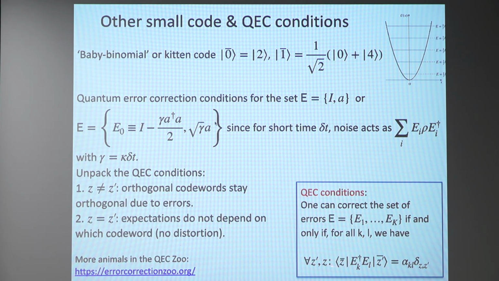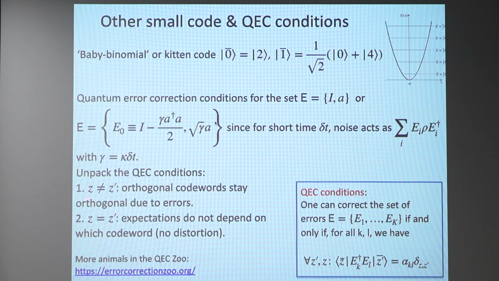So what it says is that if Z is not equal to Z prime, and I put errors on both, then they should stay orthogonal, right? And that's kind of what I intuitively already said. Like 2 goes to 1, and 1 goes to 3. So yeah, okay, stay orthogonal, looks good. Okay, so that's this delta function here, right? If Z is unequal to Z prime, I get a delta function. So that's the first thing. Orthogonal code words stay orthogonal due to any of the possible errors that can happen.